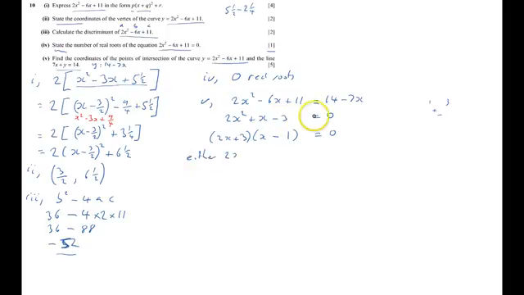Something times something is 0. So either 2x plus 3 equals 0, or x minus 1 equals 0. So 2x equals negative 3, so therefore x equals negative 3 over 2, or x equals 1. So done it. Nope, it asks for find the coordinates. So I need to find out what the y values are as well.